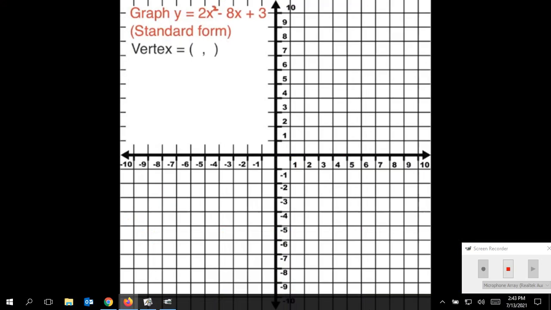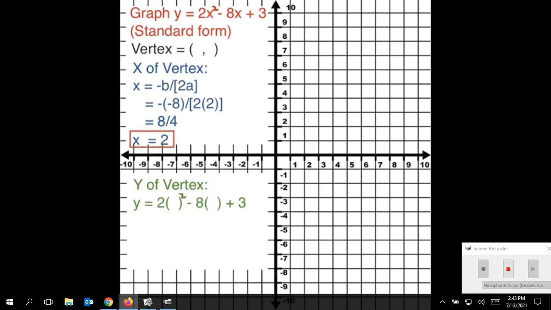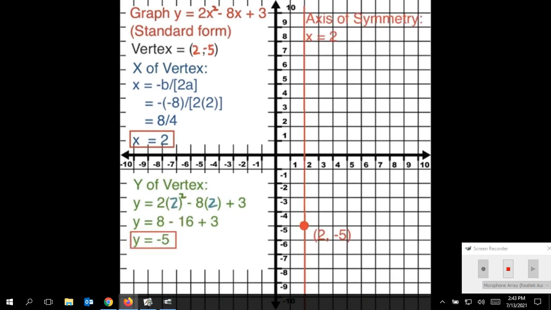Alright, stop. Let's plot the vertex. Negative b over 2a gives x. Y comes from plugging in x, evaluate the sum. What do I do next, yo? I know. Draw the axis of symmetry so it passes through the x-coordinate of the vertex. Make a nice mirror so your points reflect.